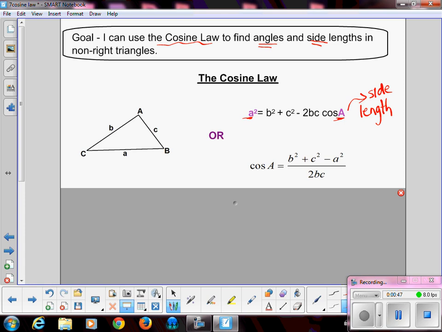Now the next one, cos A equals. Again, very important to notice that if I'm finding angle A, then I'm subtracting side a squared. If I don't have that, then I'm going to have a wrong answer. Now this is used if I'm going to find an angle.